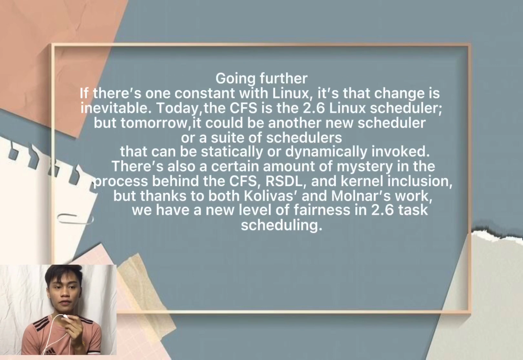Going further, if there is one constant with Linux, it's that change is inevitable. Today the CFS is the 2.6 Linux scheduler, but tomorrow it could be a new scheduler or a suite of schedulers that can be statically or dynamically invoked. There's also a certain amount of mystery in the process behind the CFS, RSDL, and kernel inclusion. But thanks to both Kolivas's and Molnar's work, we have a new level of fairness in 2.6 task scheduling.